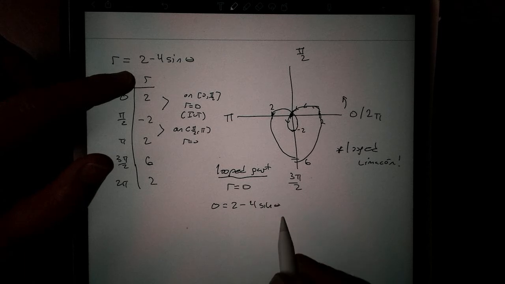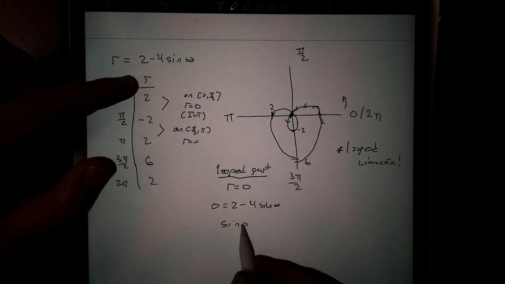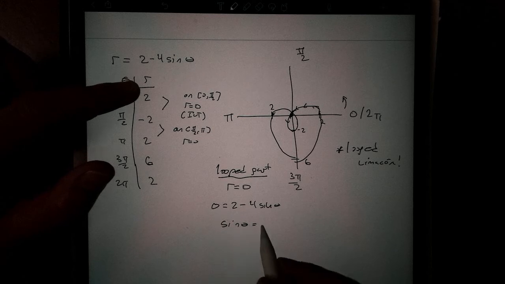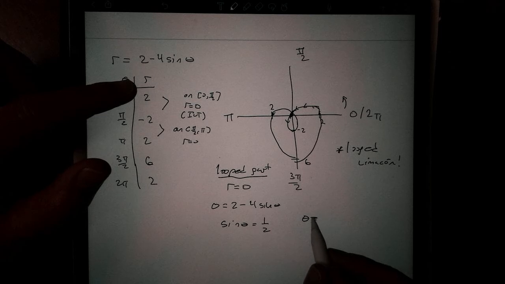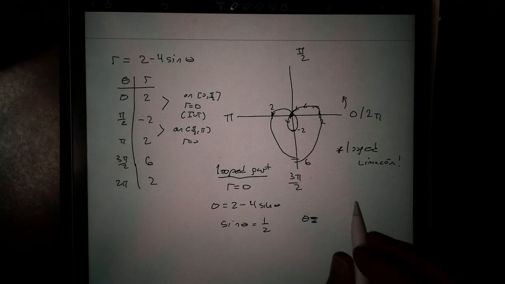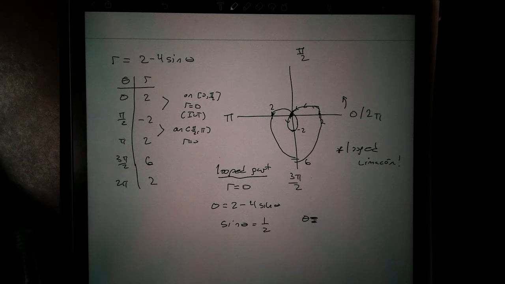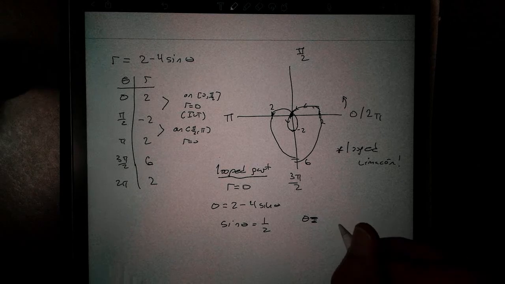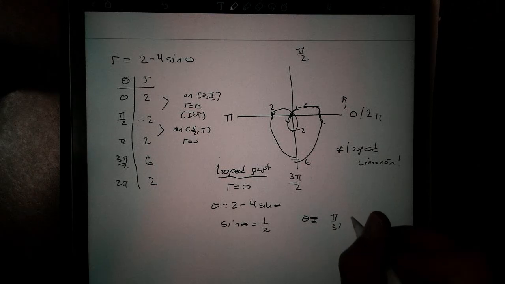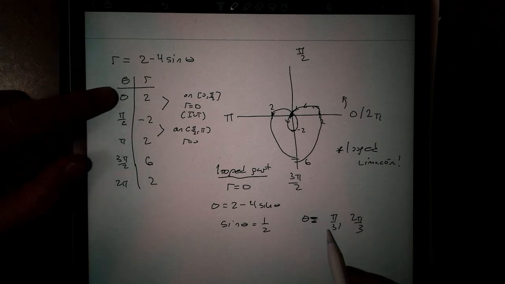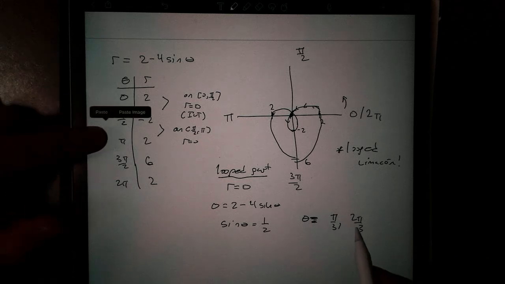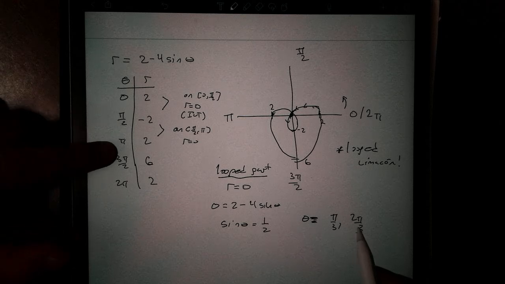We would get sine of theta equals 1/2. And where does sine of theta equal 1/2? Well, sine is equal to 1/2 at the following: pi over 3 and 2 pi over 3. And if you notice, pi over 3 is between 0 and pi over 2, and 2 pi over 3 is between pi over 2 and pi.